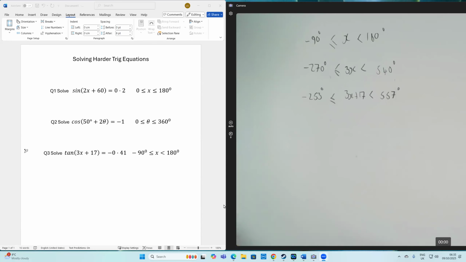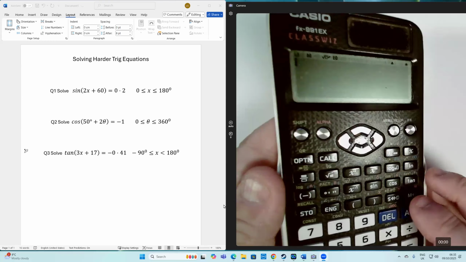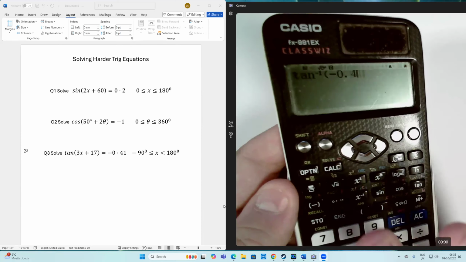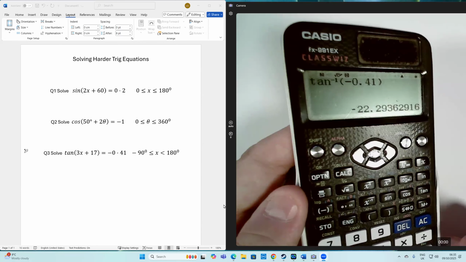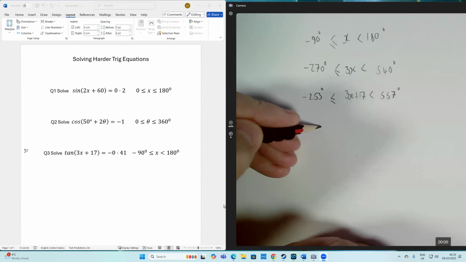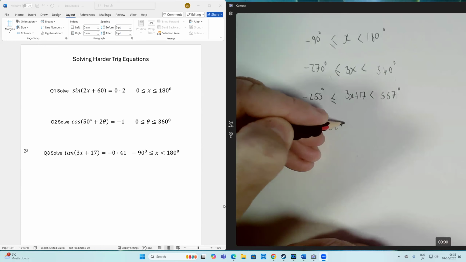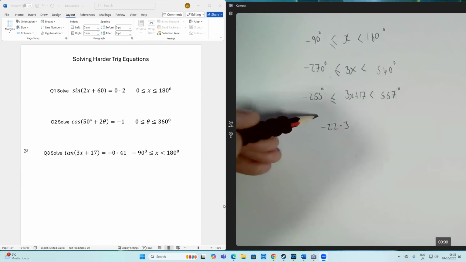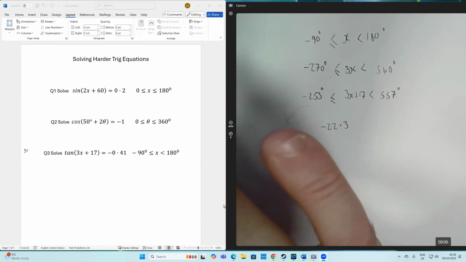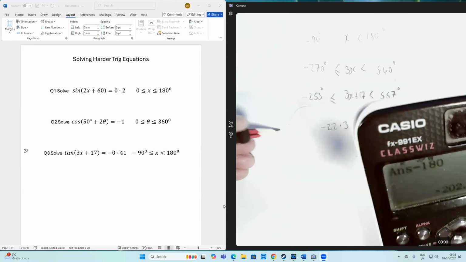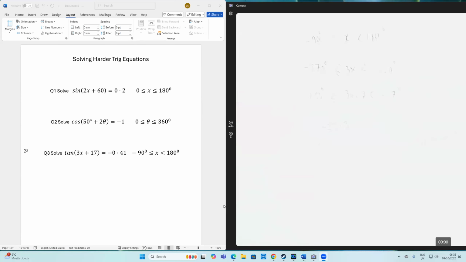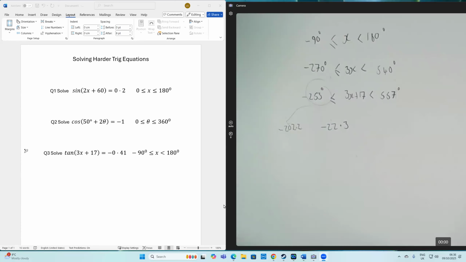So we're going to find our principal value by doing inverse tan of minus 0.41, and the calculator gives us that value as our principal value. We're getting minus 22.3. So we need to think, are there any values over here? We need to subtract multiples of 180. So I take away 180, I get minus 202, which is in range because we're going down to minus 253. But if I was to take off another 180, I would go bust, as it were.